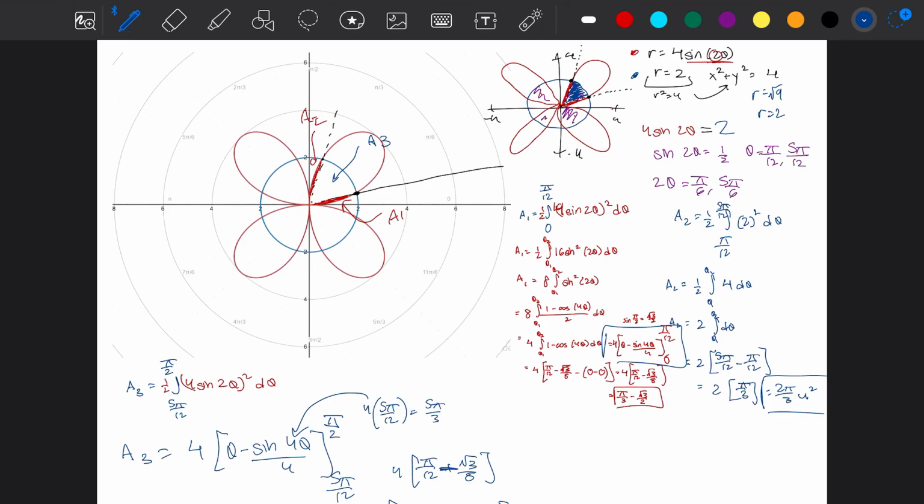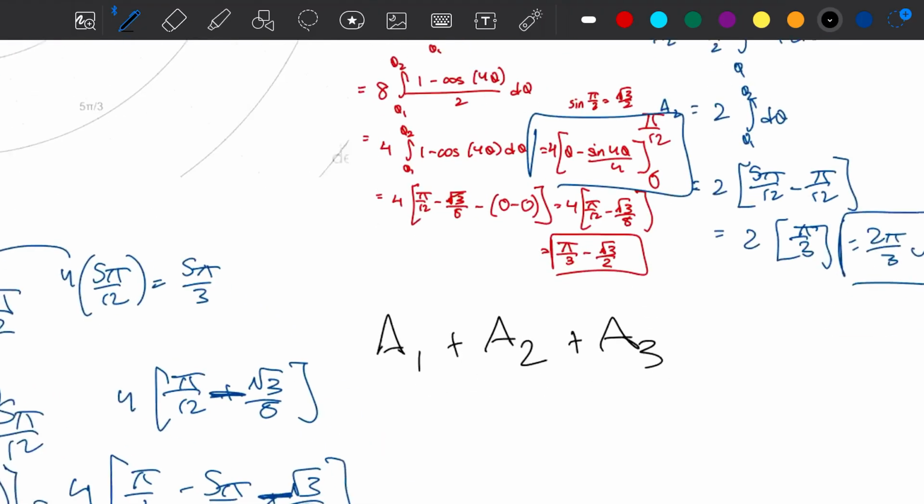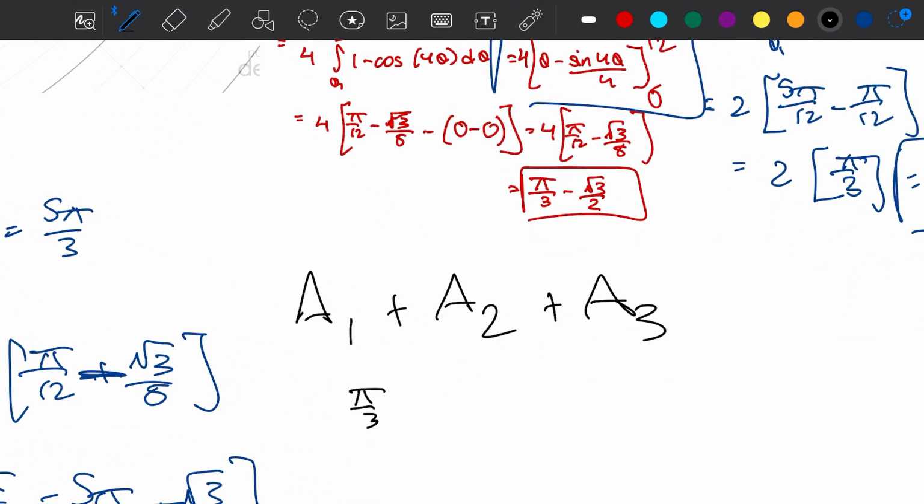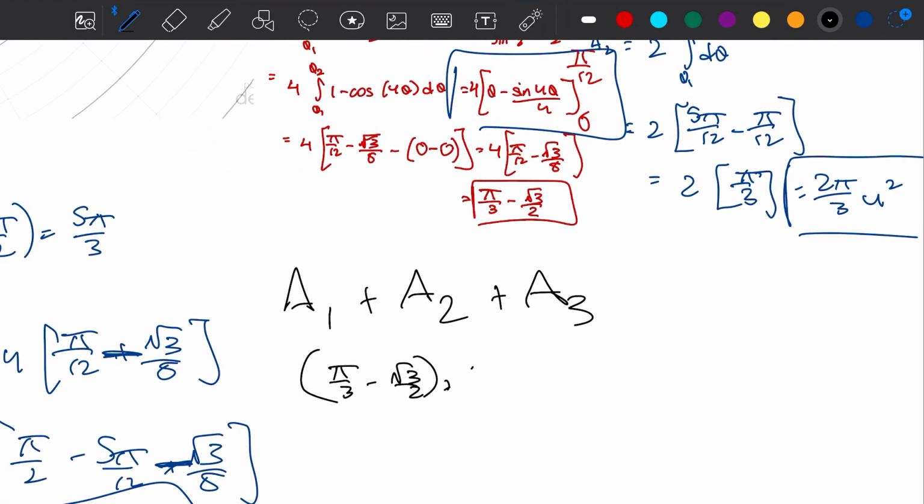So when you're solving for one petal, this is all for one petal, by the way, don't forget that. So one petal is going to be a1 plus a2 plus a3. That is, you had a1 is pi over 3. I'll make this smaller. Okay. Pi over 3 minus root 3 over 2 plus 2 pi over 3 plus pi over 3 minus root 3 over 2.